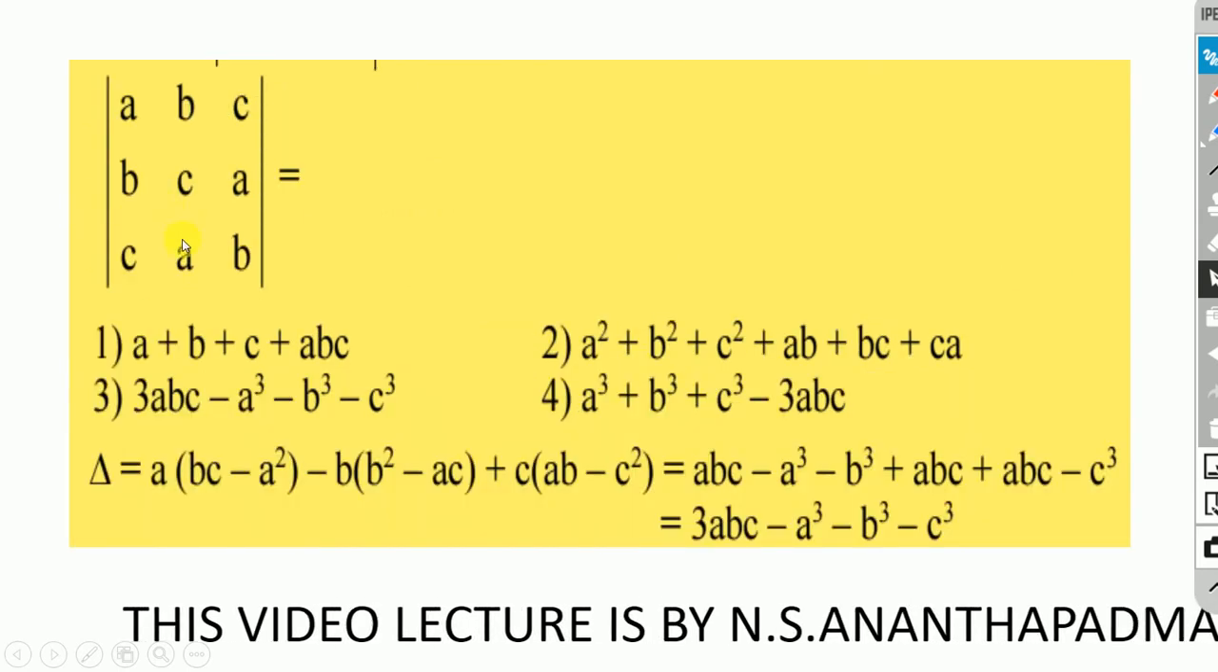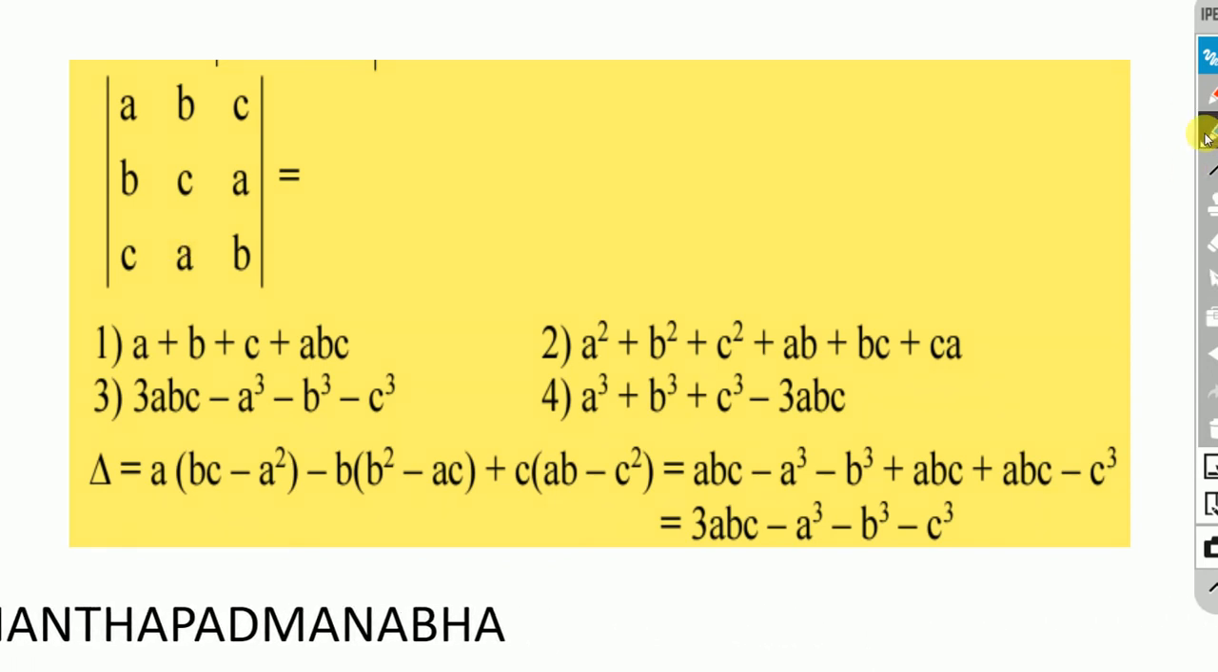So I have another question here. Determinant of ABC, BCA and CAB is equal to, I have 4 options as usual. So let us see how to do this. A into, I have to consider the first element. I am expanding along row 1 here.